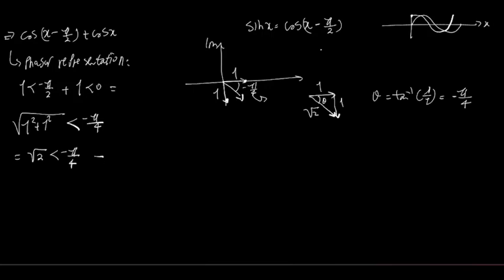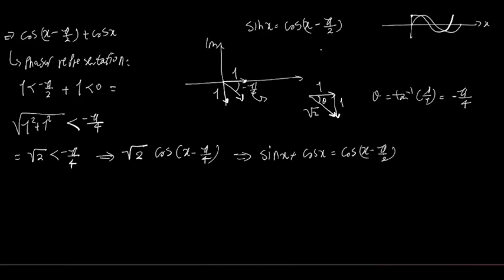So now converting that to the original cosine function, root 2 is the amplitude of the cosine: root 2 cosine of x minus pi over 4. So we can say that sine of x plus cosine of x is equal to cosine of x minus pi over 2 plus cosine of x, which is finally equal to root 2 cosine of x minus pi over 4. This is what we need to integrate the reciprocal of.